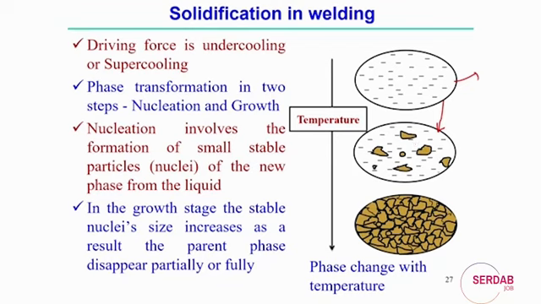After it crosses the solidus temperature, everything consists of solid particles. Afterwards the solid particles may also grow and try to consume and completely replace the liquid phase, the molten metal. In the growth stage, the stable nuclei size mainly increases at the expense of the parent phase, and gradually that parent phase, the liquid phase, disappears. Initially it partially disappears and gradually completely disappears. So, this is simply how the phase change occurs with respect to temperature, and we can find that in the solidification process.